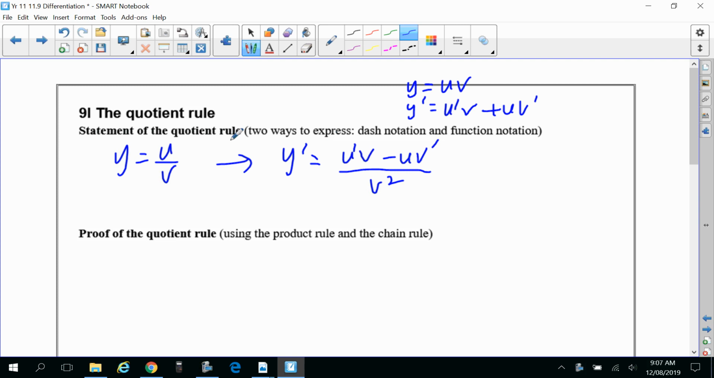Yeah, that's the statement of the quotient rule. And if you use the dy/dx notation, it just looks so messy. Use the dash, right? u dash v, but minus uv dash. I will show you how to prove it. It's quite fun. It's also in the textbook.